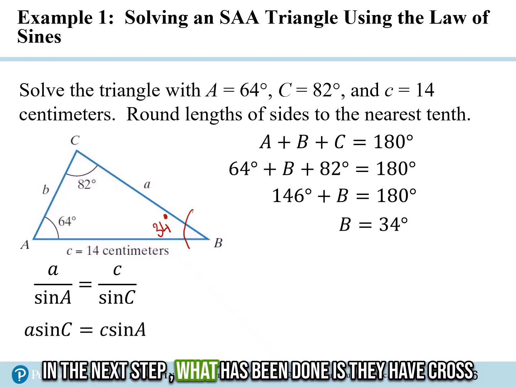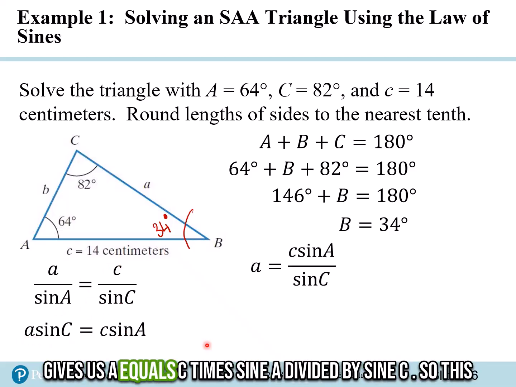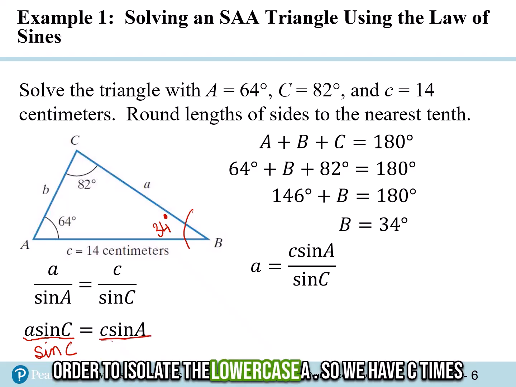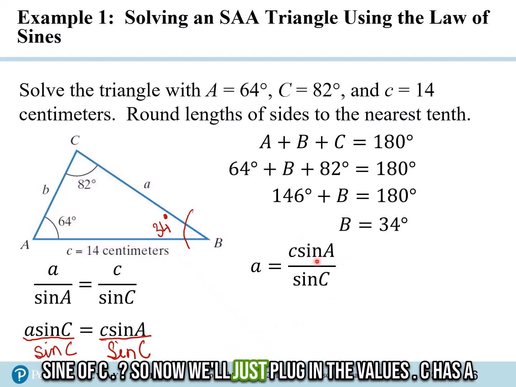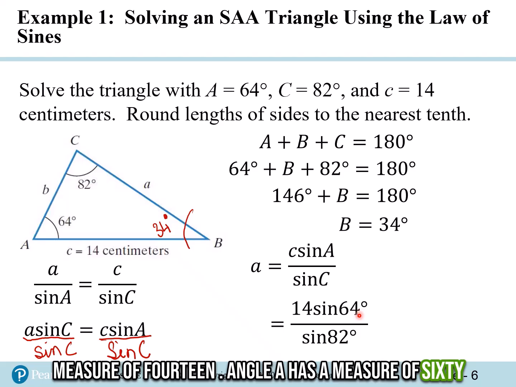In the next step, what has been done is they have cross multiplied. So a times sine C equals c times sine A, which gives us a equals c times sine A divided by sine C. They have a times sine C, and they've divided both sides by sine C in order to isolate the lowercase a. So now we'll just plug in the values. c has a measure of 14. Angle A has a measure of 64 degrees.